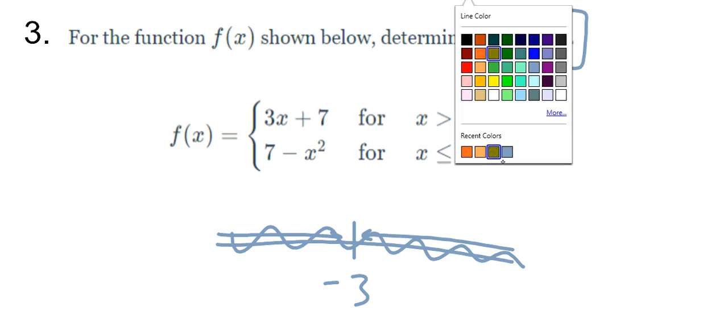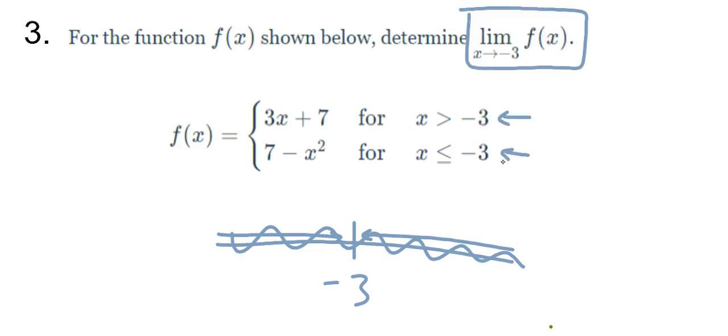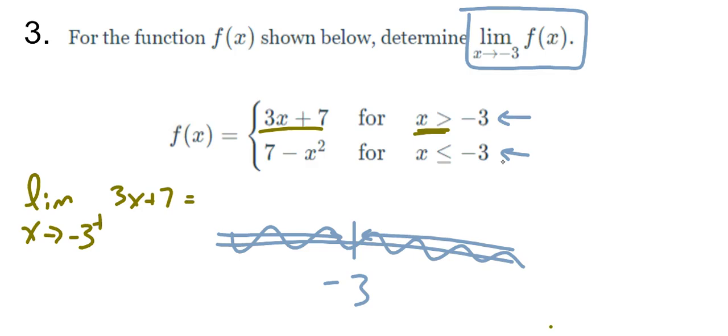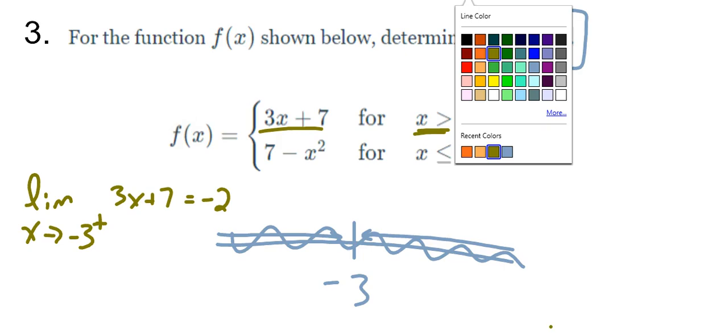Since this is x is greater than, this is my right-side limit. So we'll do the limit as x approaches negative 3 from the right, and we know we're using this for that. That's 3x plus 7. We can do direct substitution, so we're going to plug in. Okay. So we're going to plug negative 3 in, so it's negative 9 plus 7, which is negative 2. All right, that's good. Let's go ahead and do the other.